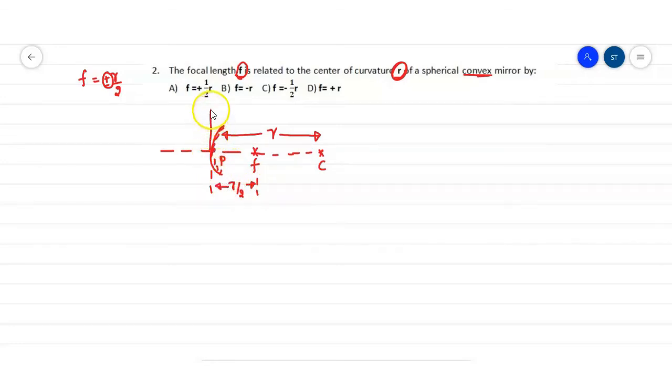Now let us consider one more axis here. Generally the light rays will be falling in this direction. The direction of the light rays is considered as positive x-axis. So this axis will be positive x-axis and this axis will be positive y-axis. Here both the focus and center of curvature of a convex mirror will lie on the positive side of the x-axis. So the sign of the focus has to be positive. So here we have to consider focal length as plus r by 2. So if you check the options, option A will be the correct choice for the given question. Thank you.